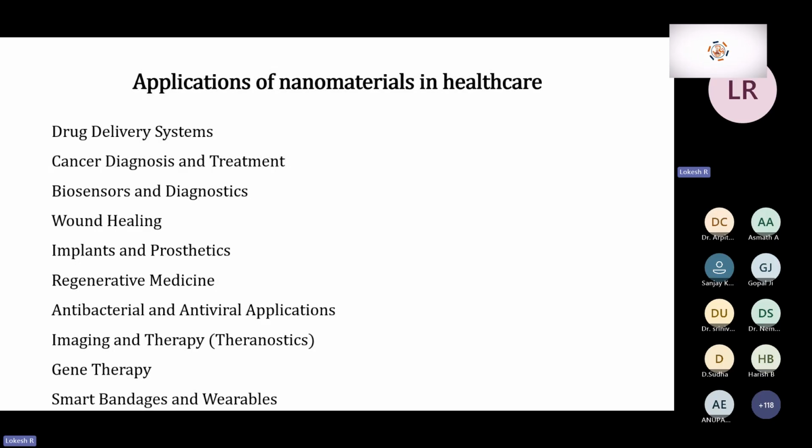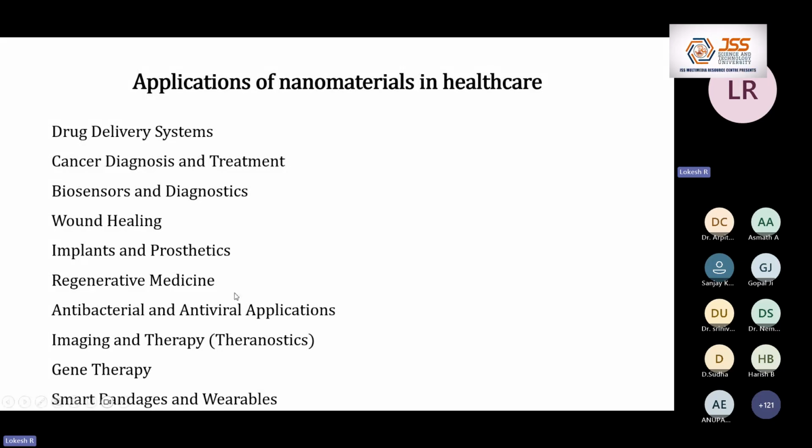The applications of nanomaterials in healthcare include the drug delivery system. This drug delivery system delivers the drug to a specific part of the body. So targeted drug delivery is possible, and controlled release of the drug is possible. Nanomaterials can be engineered to release drugs in a controlled manner over time. This is beneficial for treatments that require consistent drug levels, such as cancer or other chronic diseases.